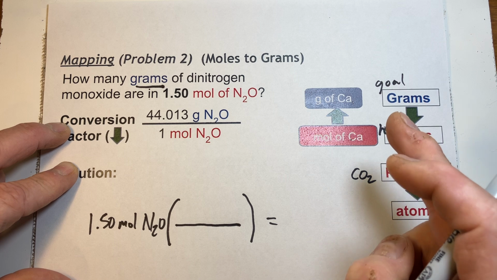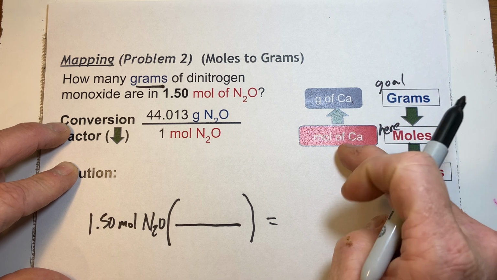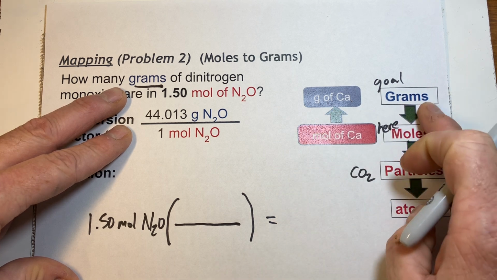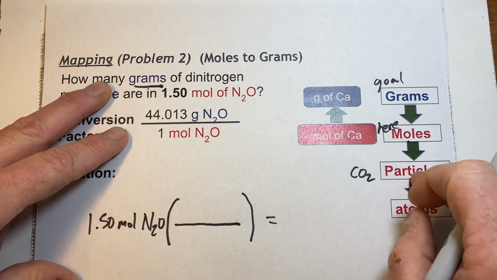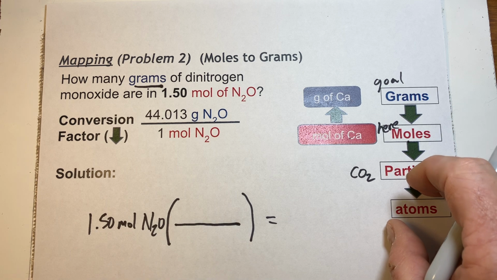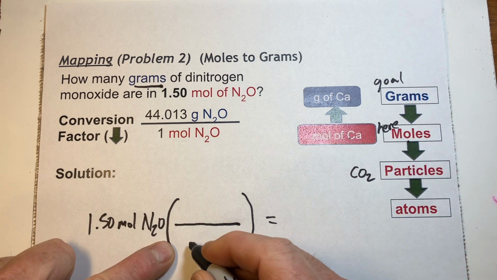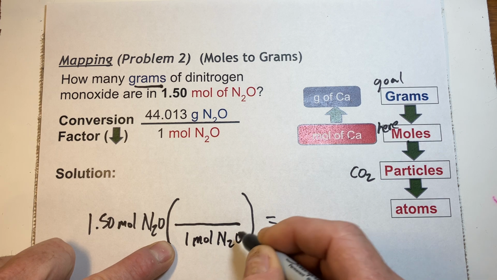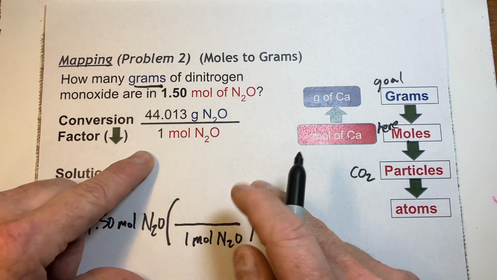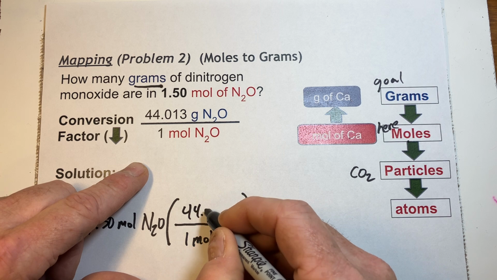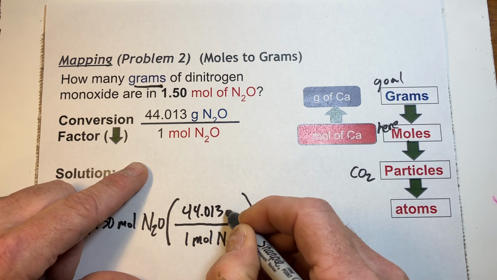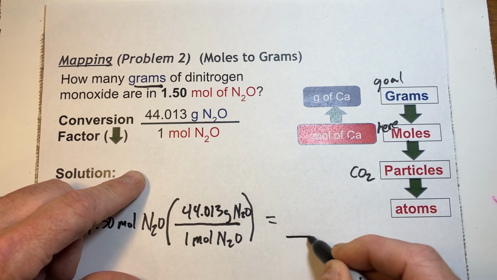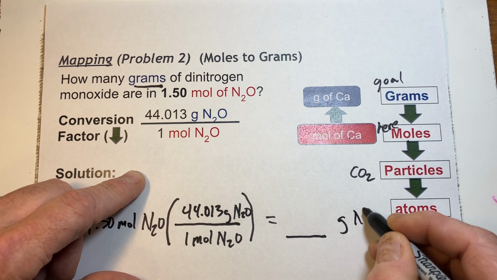How do I know that? Because I know where I am. I'm in moles, and I know where I'm going. I'm just going to grams. This math will really help you if you lay it out on your paper before an assessment. So I know I have to have moles on the bottom, so I need to put 1 mole of N2O. And from the periodic table, 2 nitrogens and 1 oxygen pulled together is 44.013 grams of N2O. And that would give me what I want, my grams of N2O.